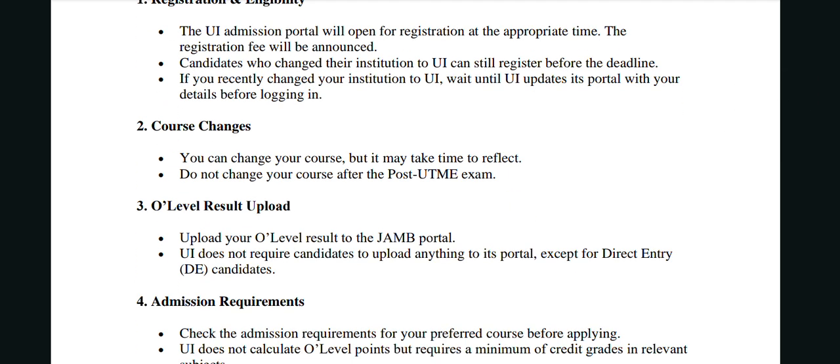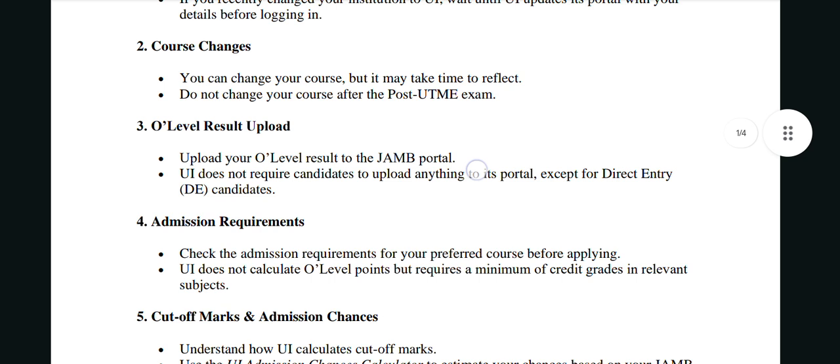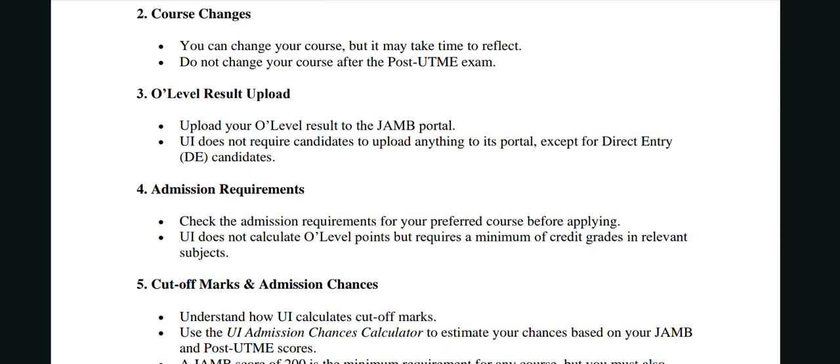So that's about that. Now, changing of course. You can change your course at any time, but do not change your course after the post-UTME exam has been conducted. If you do so, it is wasted. They will not consider you for the previous course and they will not consider you for the one you have changed to.